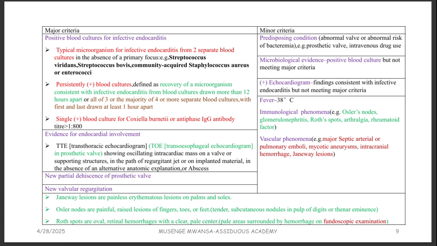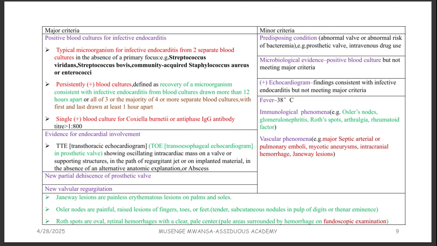Another thing is, let's say you do three blood cultures and all of them come out positive, and the first blood culture and the last blood culture should be at least 1 hour apart. Let's say for example the first one you do at 10, another one at 11, the third one, all of them come out positive. That's also a positive blood culture. Or you do more than three blood cultures and the majority of them come out positive, but the first one and the last one should have been done at least 1 hour apart. That is a positive blood culture.